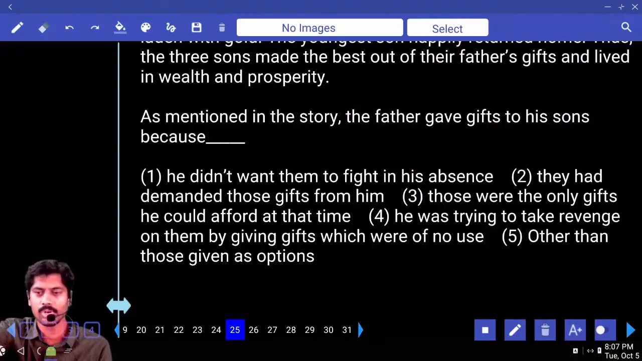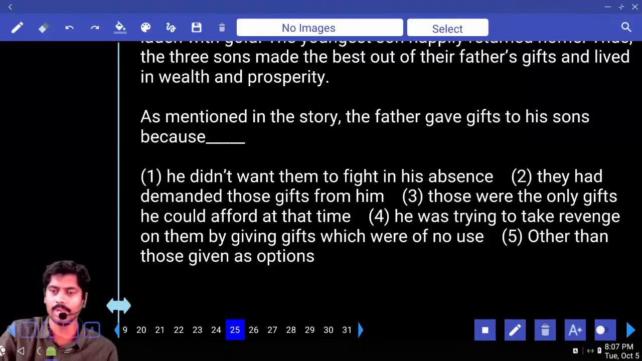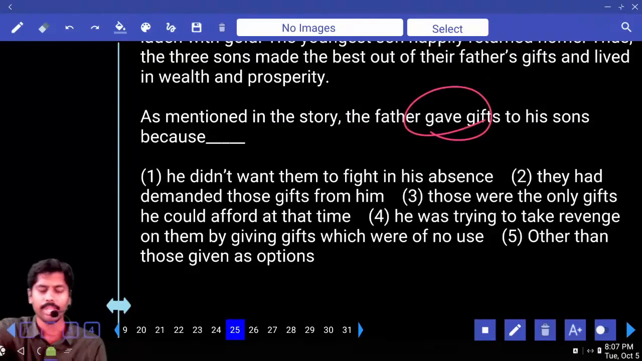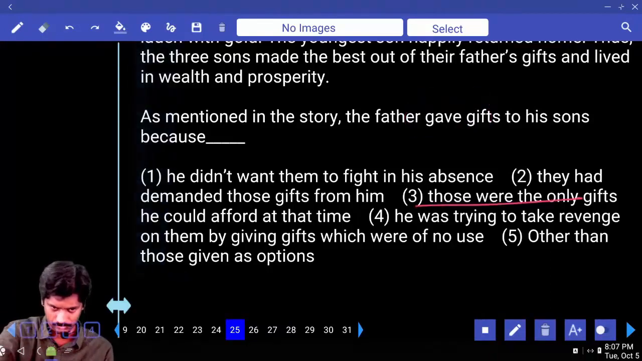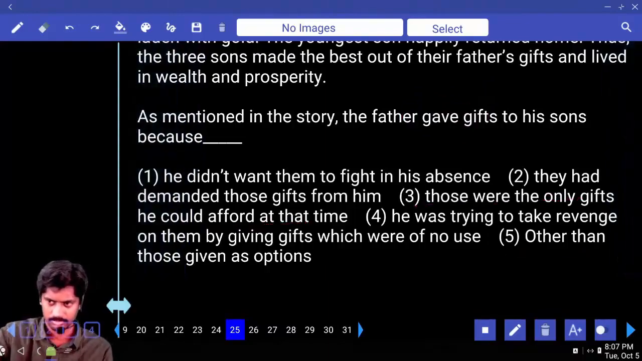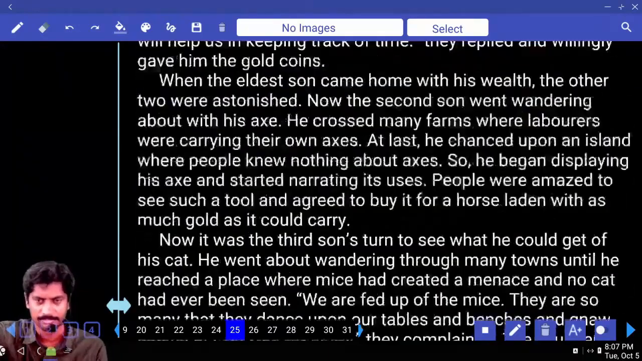As mentioned in the story, the father gave gifts to his son. Why did the father give? He didn't want them to fight in his absence. They had demanded those gifts. Those were the only gifts he could afford. He was trying to take revenge. Answer 3 or 5. Let me check where is that.